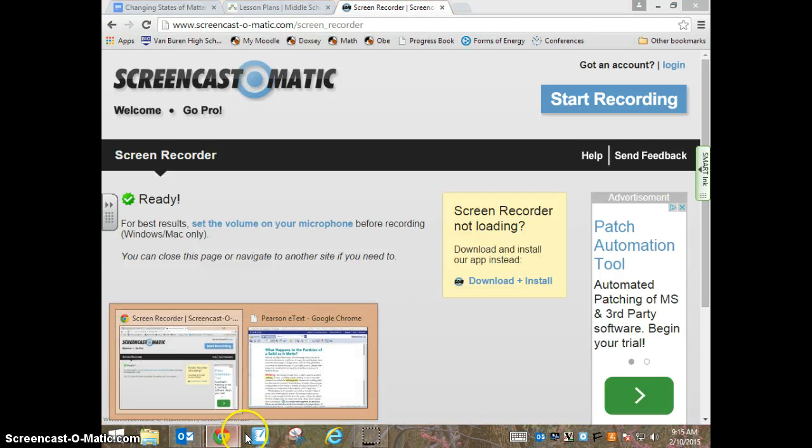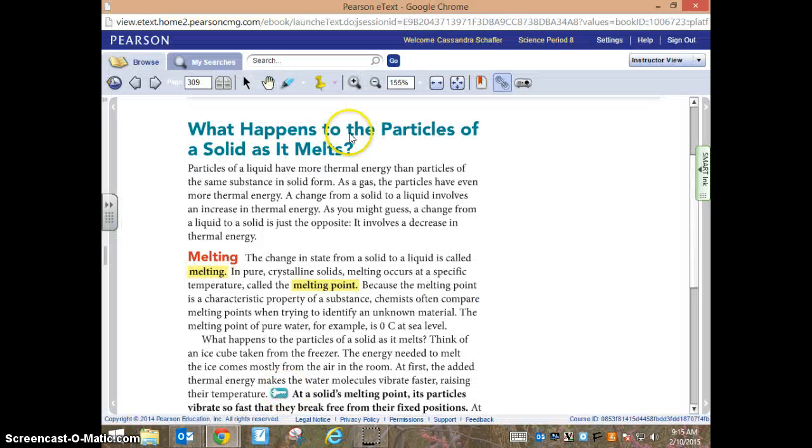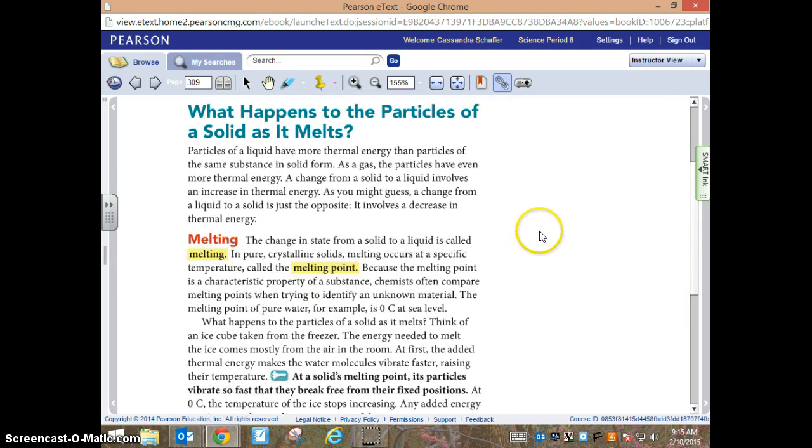Hi, 6th grade. Today we are going to be talking about melting. So this is on page 309 in your textbook. And we really want to focus in on when we're talking about the changes of state. We want to look for thermal energy. Are we increasing or decreasing thermal energy?